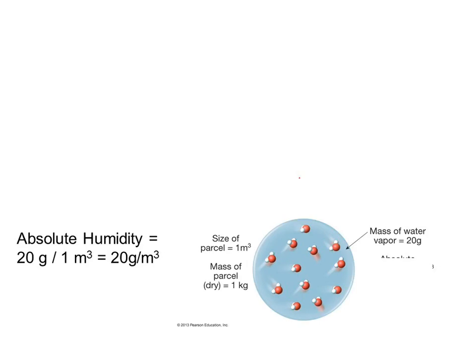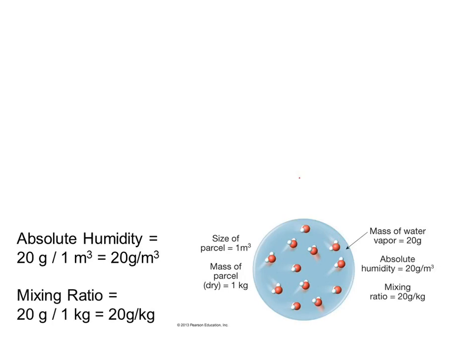For the same chunk of air, if they go ahead and find out the mass of the dry air, then they can get to the mixing ratio. So the mixing ratio is that same 20 grams of water vapor divided by the dry air, which is 1 kilogram. Okay, so that's it. So we're going to actually revisit this slide.